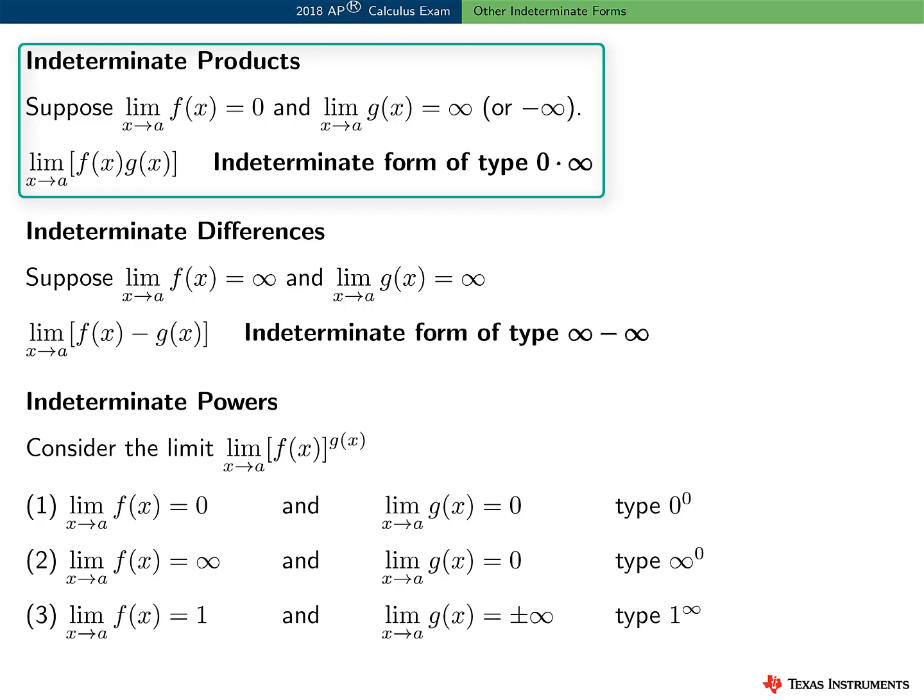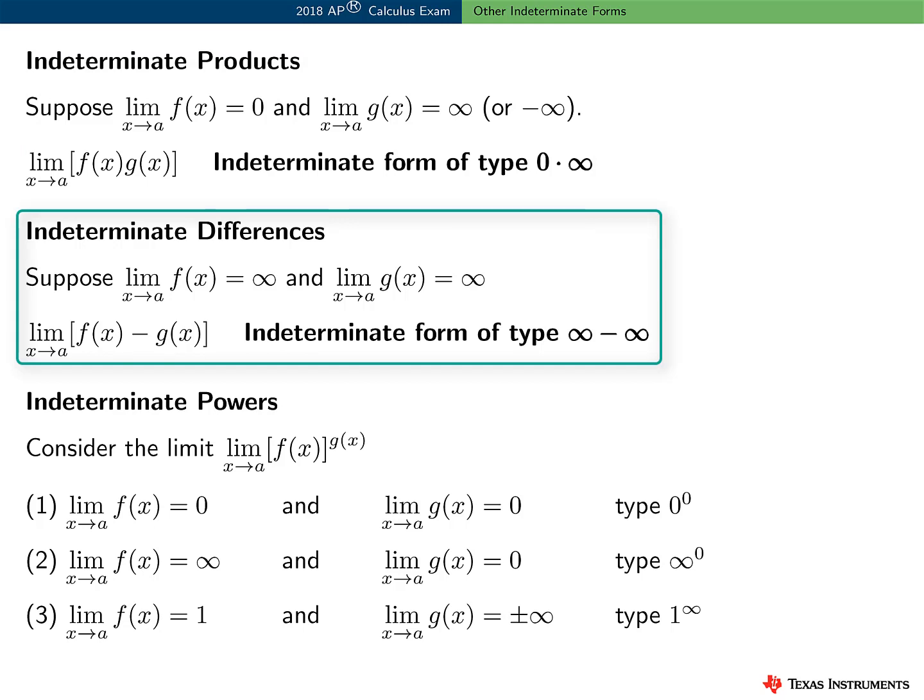A technique for evaluating this limit is to rewrite the product as a quotient. For example, f of x over 1 over g of x. This converts the limit to an indeterminate form of type 0 over 0, and then we can use L'Hopital's rule. Or we could rewrite it as g of x over 1 over f of x, and this converts the limit to an indeterminate form of type infinity over infinity. And then we can use L'Hopital's rule.